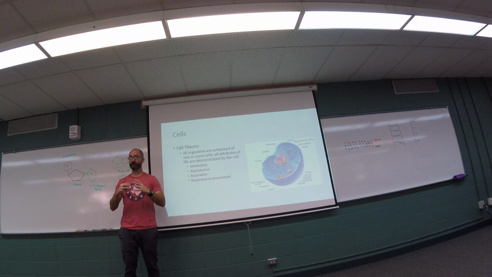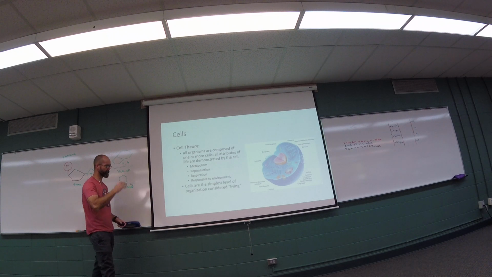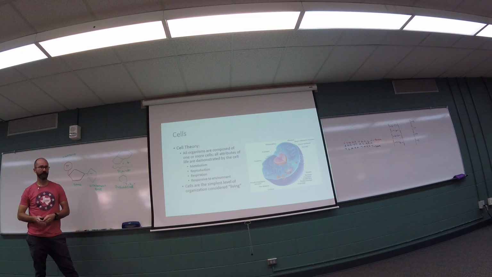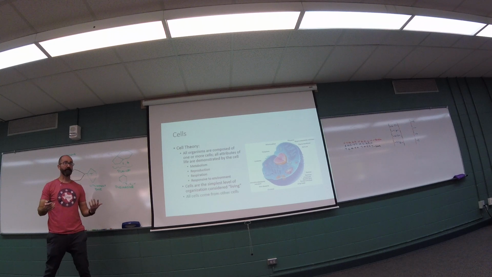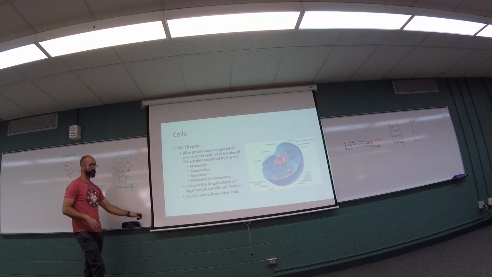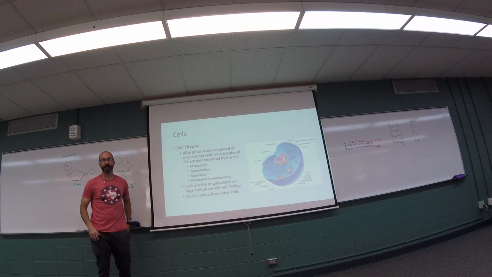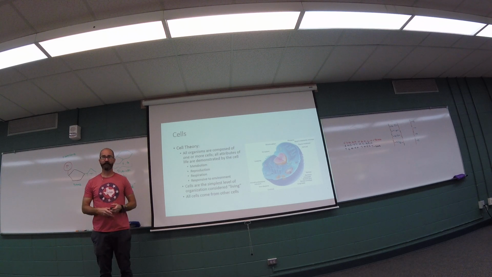There are individuals that are able to control or moderate body temperature. When things get cold, they heat their bodies up. When things get warm, they cool their bodies down. Cells are able to do all of those things. Consequently, they are considered living. And importantly, cell theory states that all cells come from other cells.